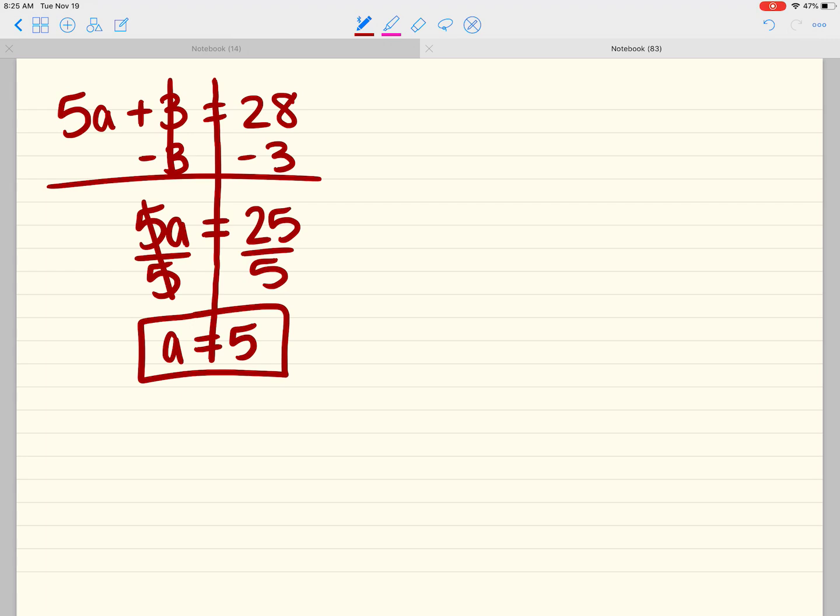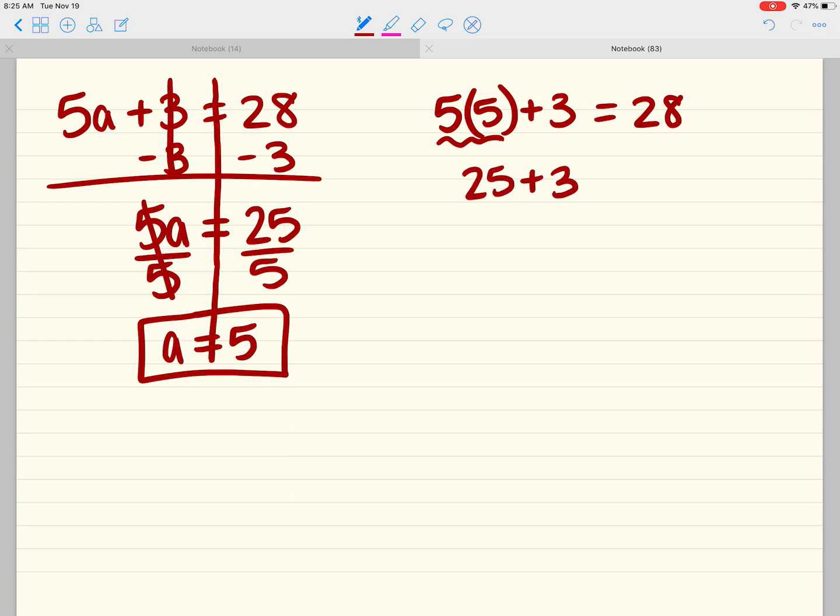Okay, how can I know if my solution is correct? You put it back in. Check it every time. Back into the original, you substitute it for what you solved for a. So 5 times 5 plus 3 should be equal to 28. Okay, what would I do first? Order of operations, right? Multiplication first. What's 5 times 5? 25. So I get 25 plus 3 is equal to 28. What is 25 plus 3? Okay, checks out. I'm good to go.